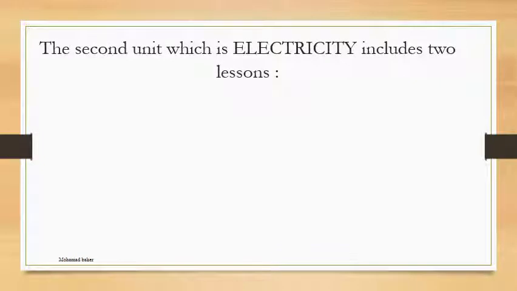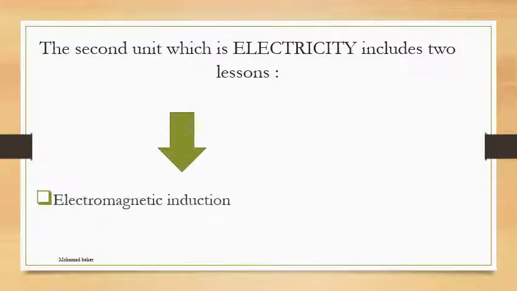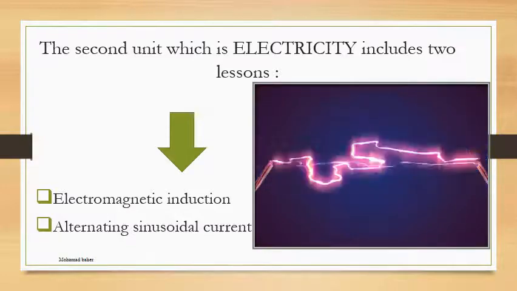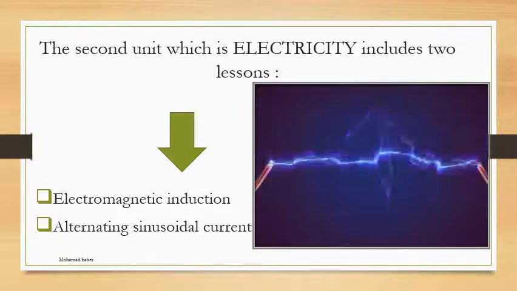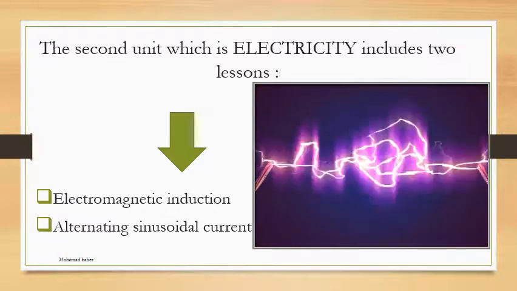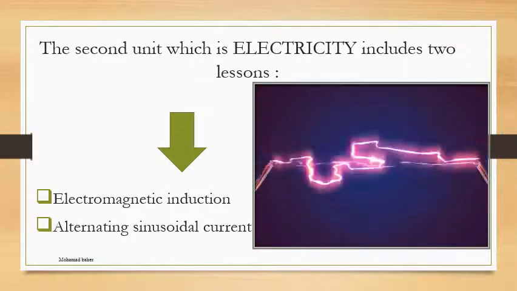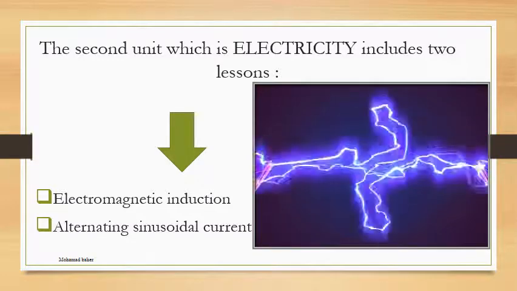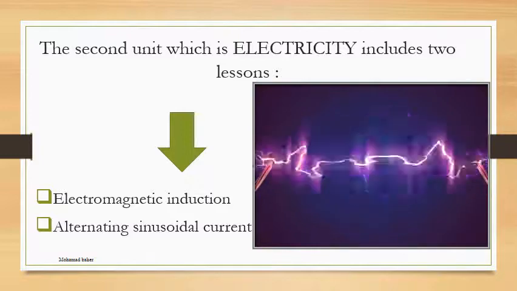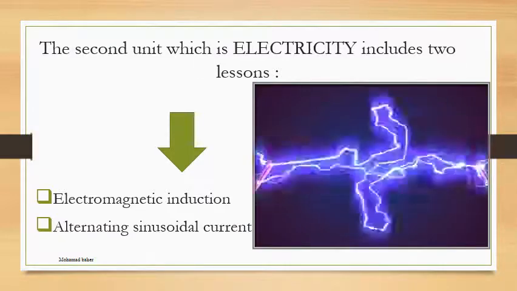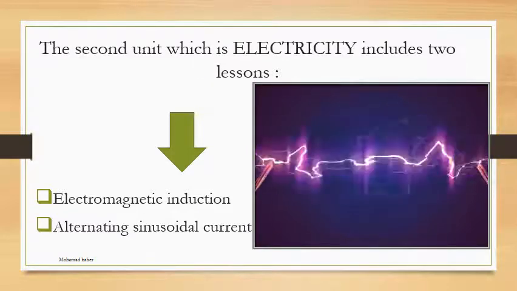The second unit, which is electricity, includes two lessons. The first one is electromagnetic induction, while the second one talks about alternating sinusoidal current. The first lesson talks about magnetic fields and how we can make electricity without using a dry cell or a generator, while the second lesson talks about voltage and current. It's very simple, and it reminds us of the alternating sinusoidal current voltage in grade 9.